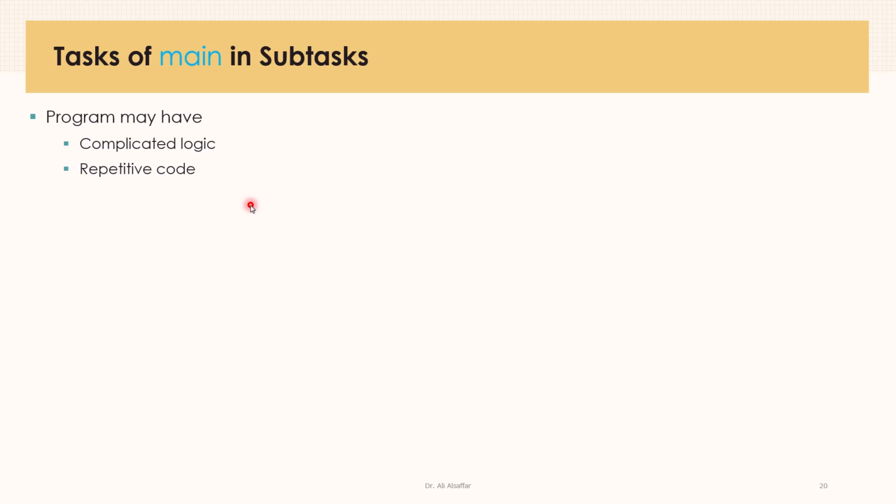Our next topic of discussion is how to break your main program into small subtasks and how to create methods for each subtask. When your program is getting so large, then its logic will most probably be complicated, difficult to understand, and difficult to manage.